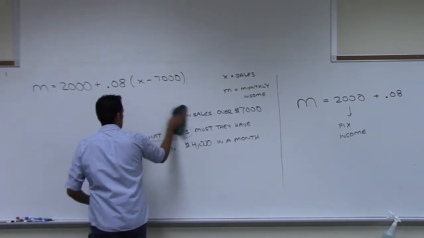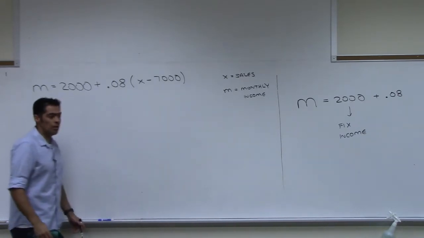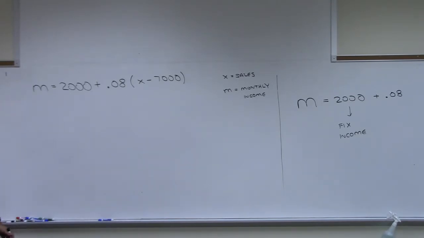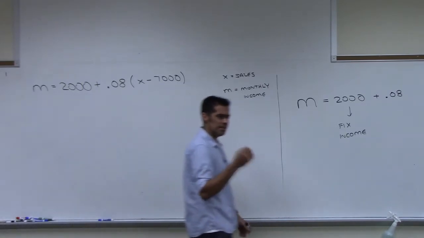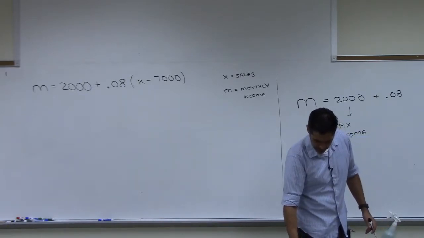Now, we haven't answered the question. The question is, how much do they need to sell to earn 4,000 in a month? Yes? 32,000. So how do you do that? How did you get that? I took 2,000 and divided that by 0.08 and then added 7,000. Where did you put the 4,000? Did you use the 4,000? You should have used the 4,000, because you want to know how much they need to sell to make $4,000, right? That's what the problem says. So replace that out with 4,000.